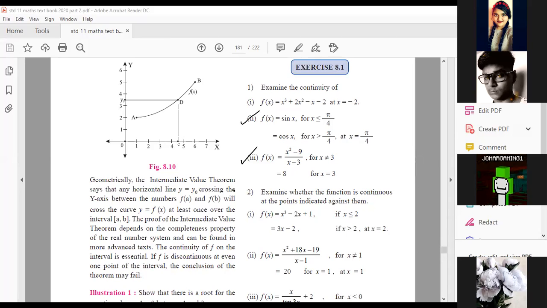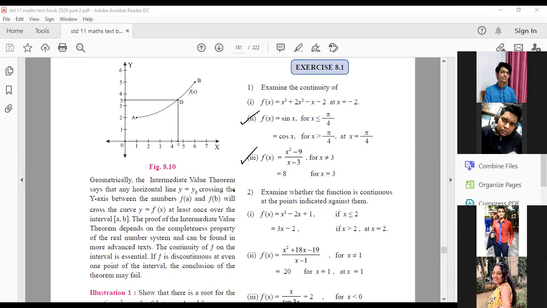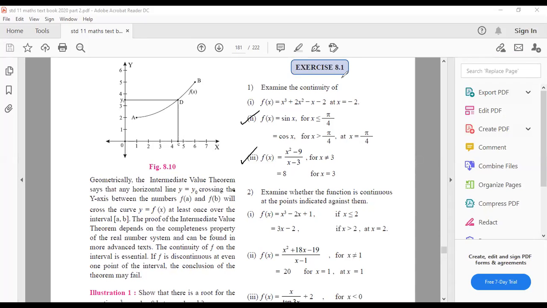Okay. Now whom I have not asked, I'll ask. Raj. Yes, sir. Is this function continuous or discontinuous at x equal to 3? Discontinuous. Yeah. Can you tell me what is the limit x tending to 3 f of x here?